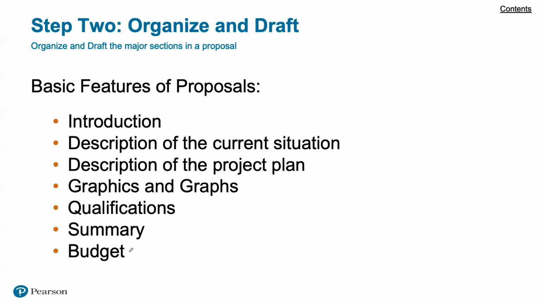Oftentimes this is one of the criteria that are part of the proposal ranking, and how they make the determination is the technical qualifications and capability, and also the budget. For a formal request for proposal, a lot of times the outline, the page limit, and a lot of different criteria will be provided that you have to comply with when you're submitting that proposal.